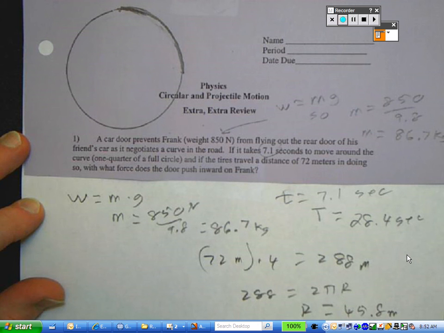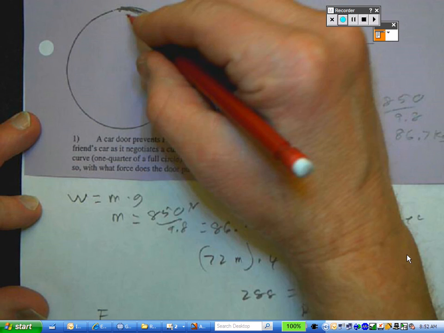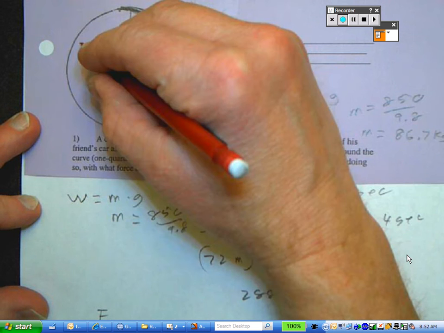So we have the radius of the circle he's going in. Now we're very close to being able to solve for the centripetal force. What force is applied? There's a centripetal force. At every moment, that centripetal force is pulling toward the center of the circle at every single moment.